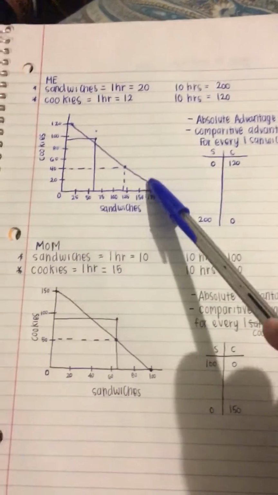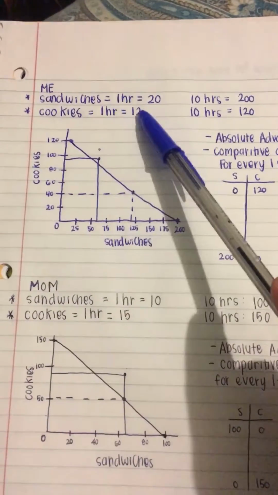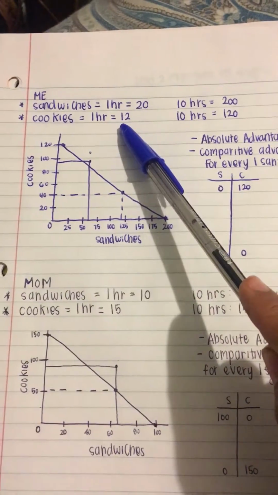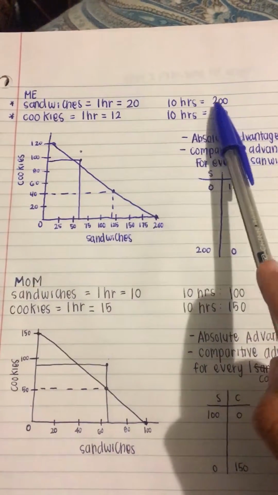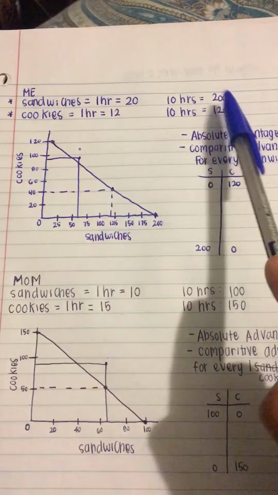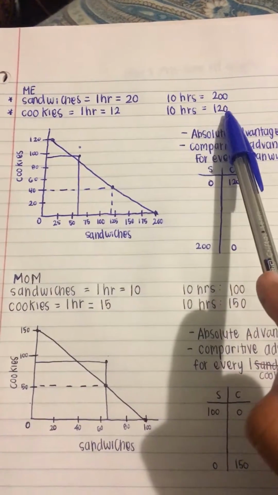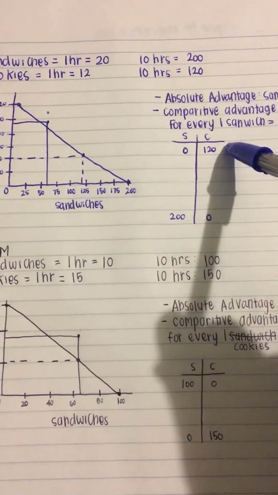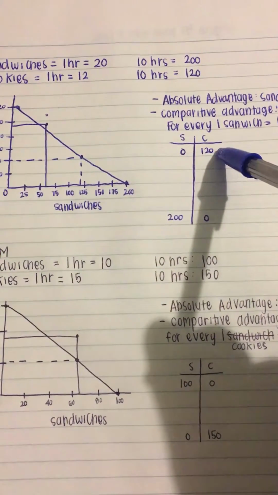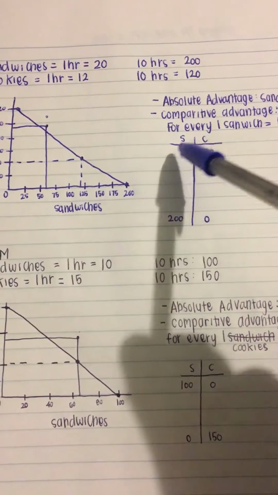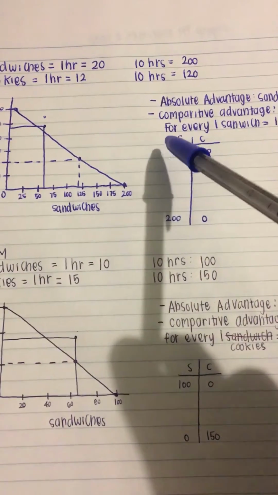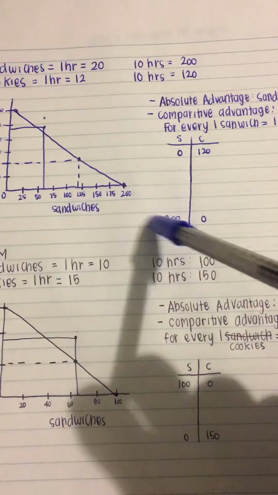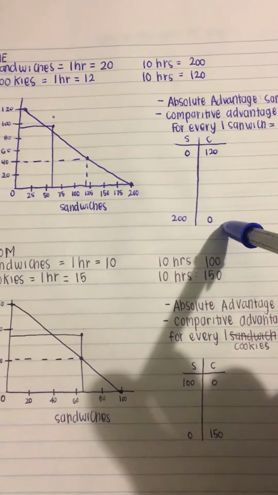So as far as my graph, in 1 hour I can make 20 sandwiches, and in 1 hour I can make 12 cookies, or in 10 hours I can make 200 sandwiches, and in 10 hours I can make 120 cookies. So if I solely worked on making cookies for 10 hours, I would make 120 and not make any sandwiches, or vice versa. I would make 200 sandwiches in 10 hours and not make any cookies.